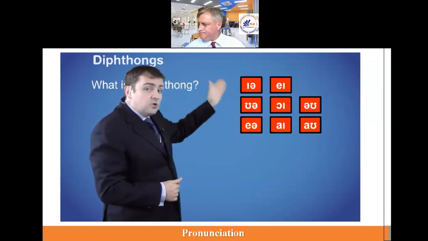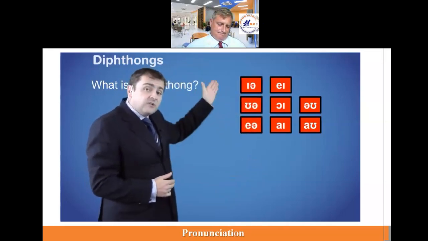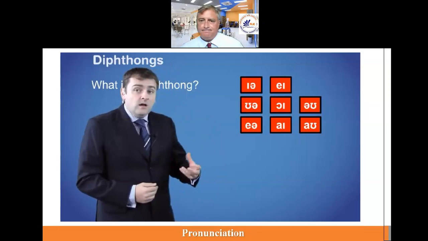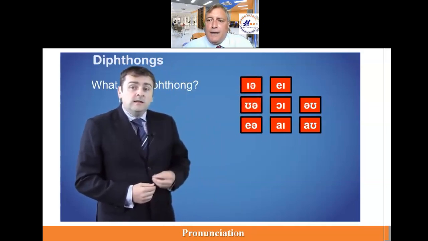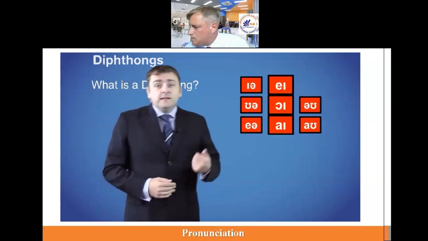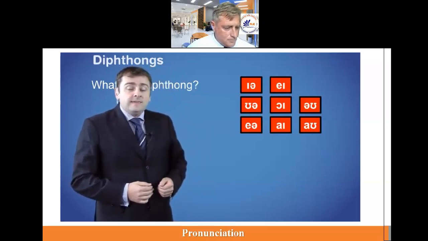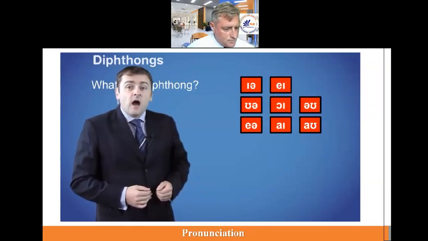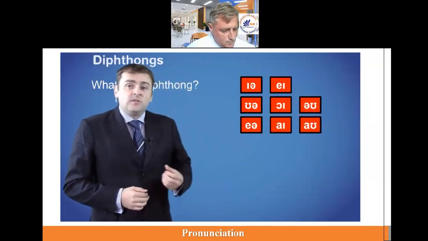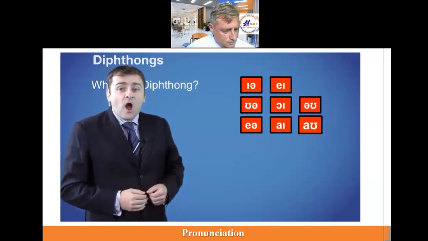Each column is arranged according to the second sound in the diphthong. In the first column, each sound ends with a U sound. Ear, ua, and air. In the second column, each sound ends with an E sound. A, oi, and I. And in the third column, each sound ends with a U sound. O, and ow.